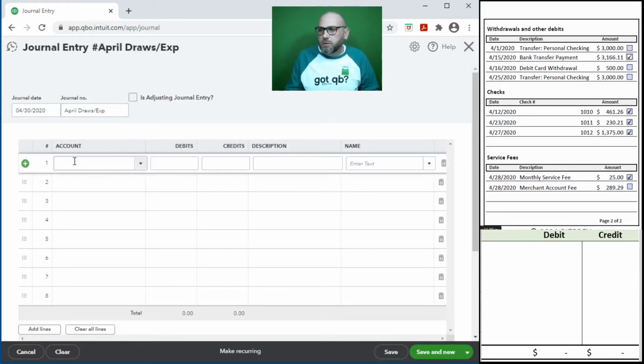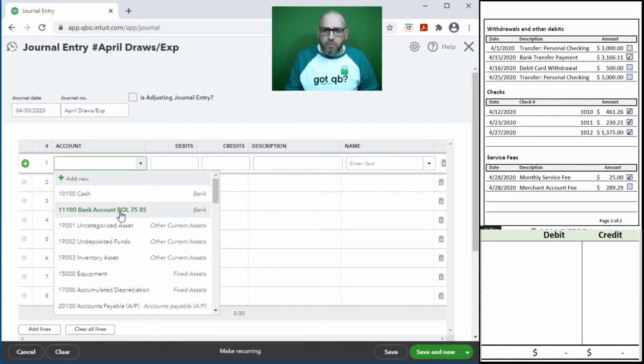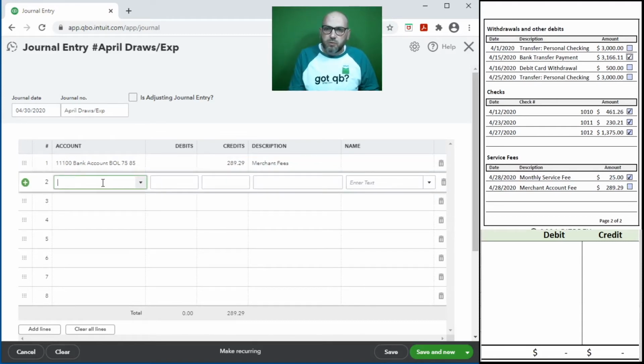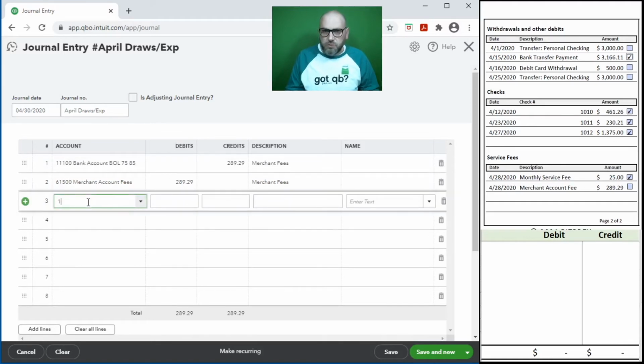Okay, so what's happening here? Well, let's go one by one. We know that our account balance, in this case our bank account, will be reduced. It has to be credited to be reduced. So let's go ahead and do the merchant fee. In this case, merchant fees, have account for it. See, debit and credit. What else is happening? Well, we also reduced during that month our bank account by 6,500. That's the money we took out. That's our draw.